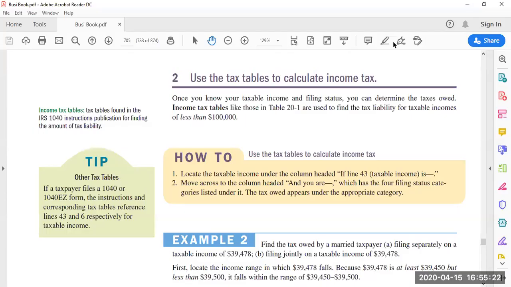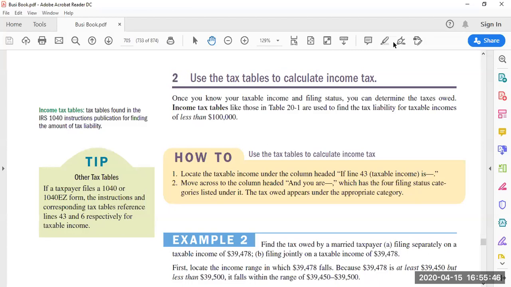How to use the tax tables to calculate income tax. Once we have found the taxable income, there are two main ways to determine how much income tax we need to pay. The first way is very easy.